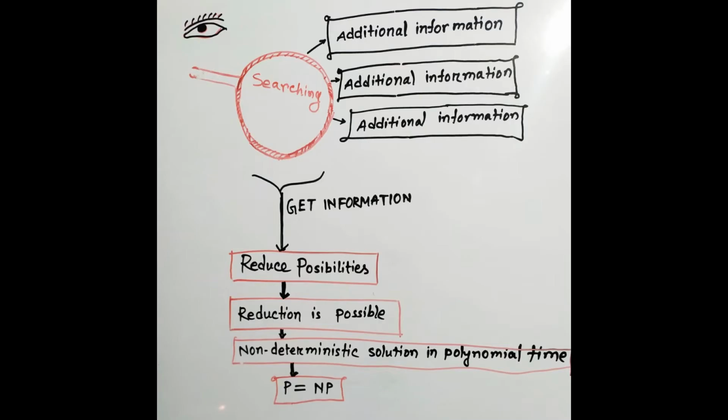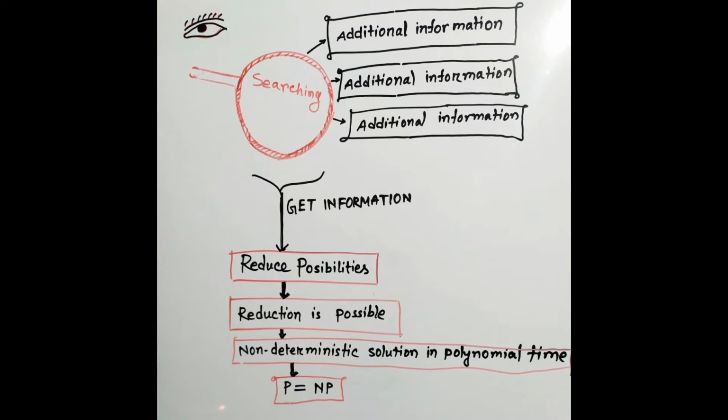But factoring is very important for business, cryptography and secure communication by RSA code. If we get some additional information about the search, then we can reduce the possibilities. That means reduction of the non-deterministic solution to polynomial time is possible. Then we can say P equals NP.